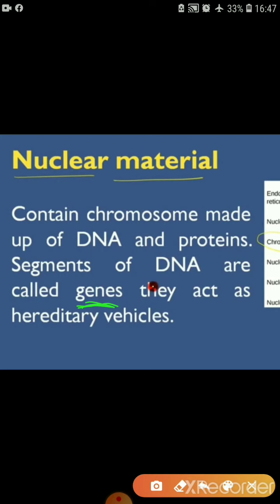So we can say the nuclear material contains chromosomes, which initially look like thread, but later turn into a ribbon-like structure, and are made up of DNA and protein, like the RNA and DNA we already talked about. The dot-like pore structures on the ribbon are segments of DNA, and they are called genes, right? They act as hereditary vehicles. Hereditary means the characters that pass from one generation, from parents to their babies, are called hereditary vehicles.